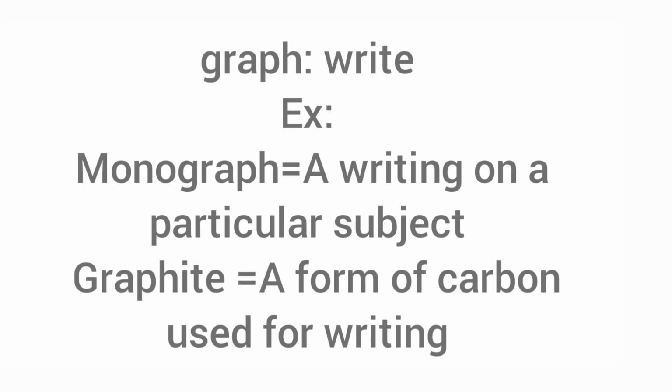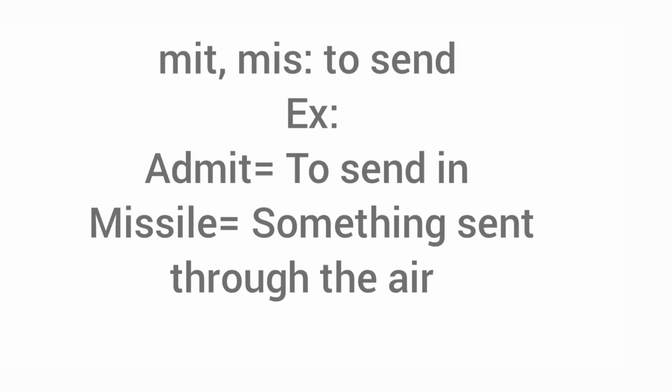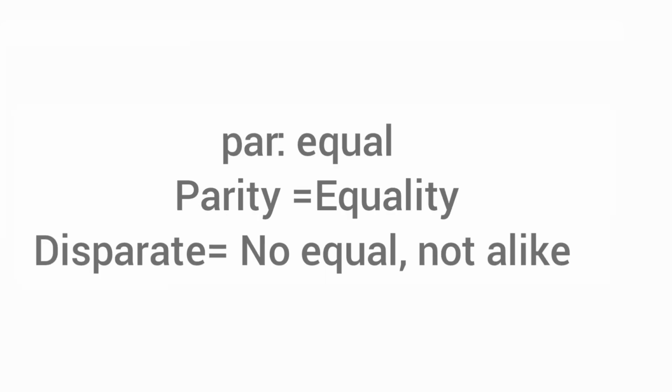Graph, this root means write. Example, monograph, or writing on a particular subject. Graphite, which means a form of carbon used for writing. Roots mit, miss. This means to send. Example, admit, to send in. Missile, meaning something sent through the air. Par, this root means equal. Example, parity, meaning equality. Disparate, meaning not equal, not alike.